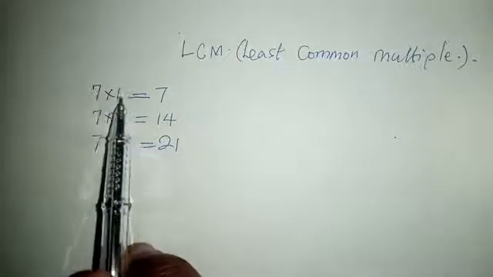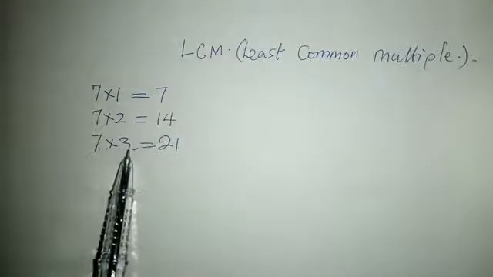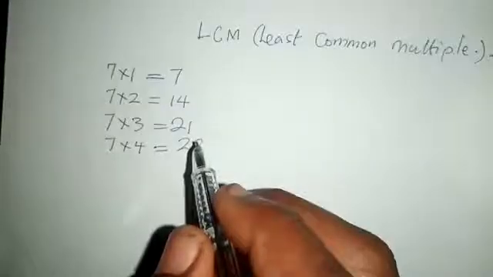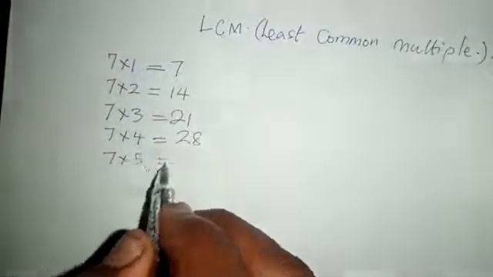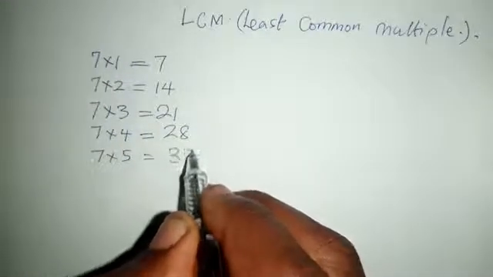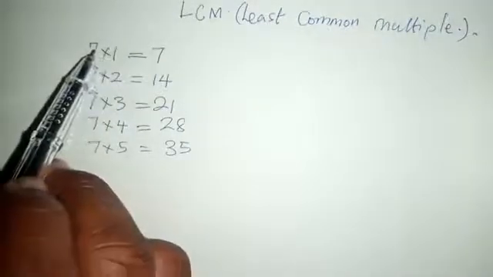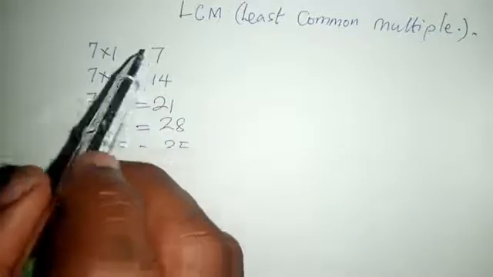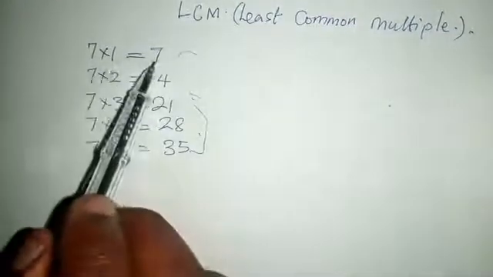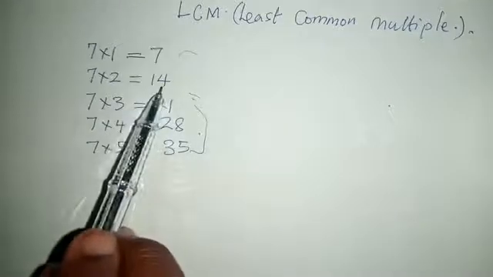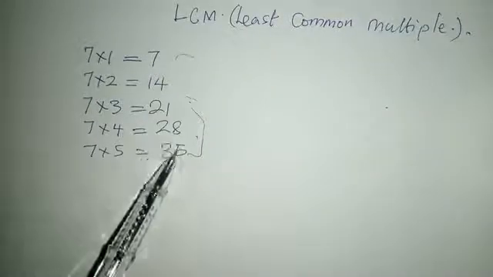If you have 7 multiplied by 1 is 7, 7 multiplied by 2 is 14, 7 multiplied by 3 is 21, then 7 multiplied by 5 is 35. Now, that means 7 is a multiple of 7. Everything here are the multiples of 7. 7 is a multiple of 7. 14 is a multiple of 7. This multiple, this multiple, this multiple.